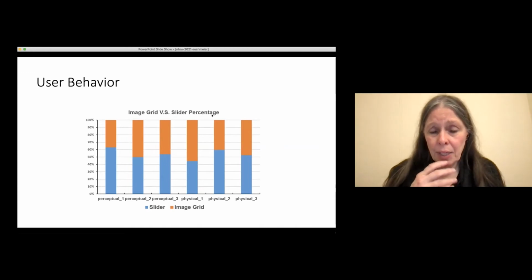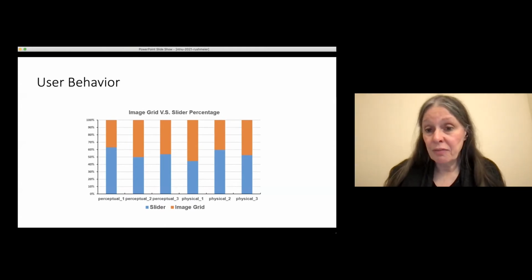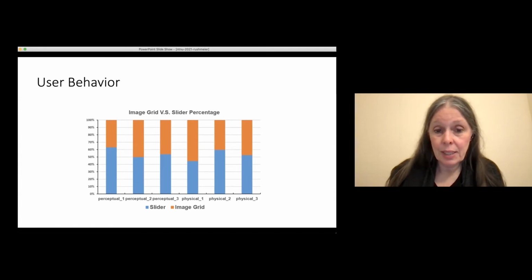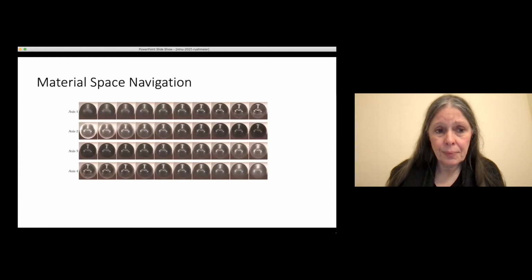And looking at how, in the cases where we had both the image navigation and the sliders, people use a balance of both of them. It's not like they just use the sliders or they just use image selection. They use a balance of both.